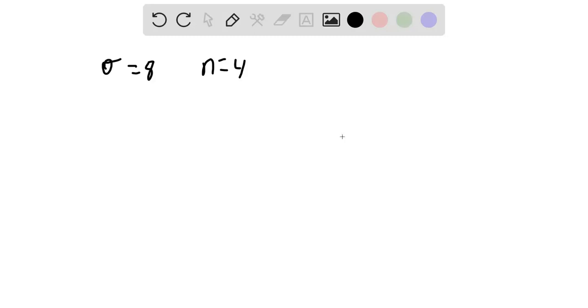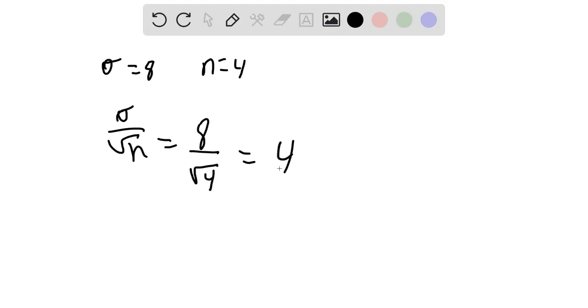Hello, so here we let X denote the time spent studying by students in the week before final exams. So the random variable X here follows a normal distribution where sigma is equal to 8 and the number of students N is equal to 4. So the standard error of the sampling distribution of the sample mean, that's sigma sub X bar, is going to be equal to sigma divided by the square root of N. So that's 8 divided by the square root of 4, or 8 over 2, which is going to be equal to 4.